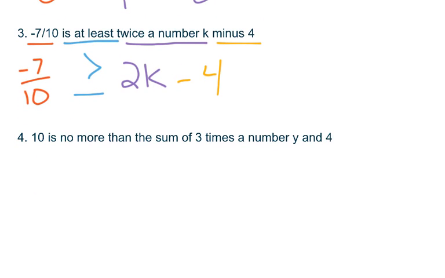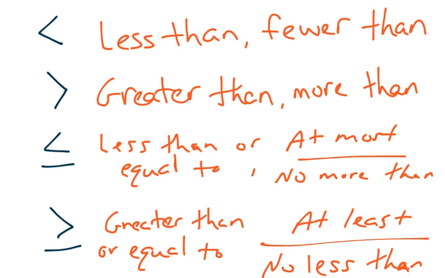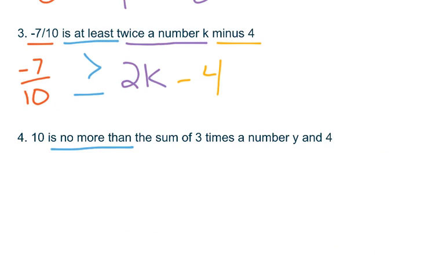Number 4, 10 is no more than the sum of 3 times the number y and 4. What I look for first is the inequality symbol, is no more than. If we go find that one, that's right here, with less than or equal to. Okay, so let's go back to the page here. Is no more than, so we'll have less than or equal to.